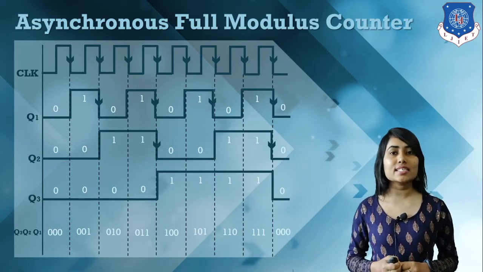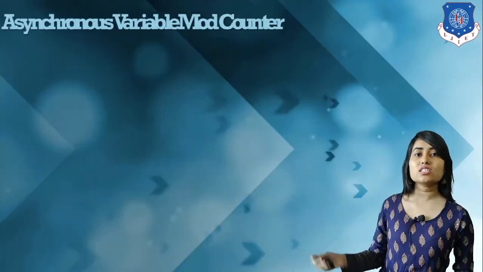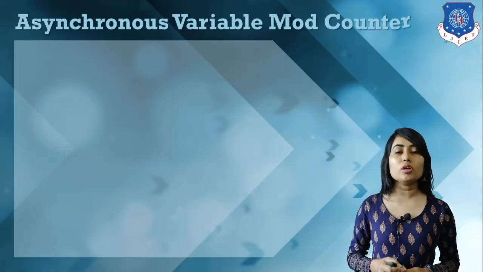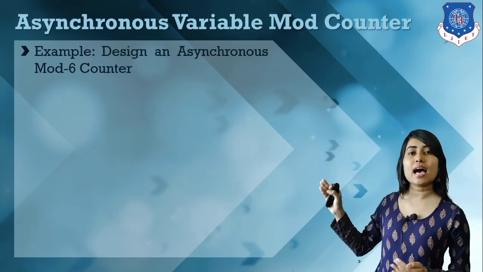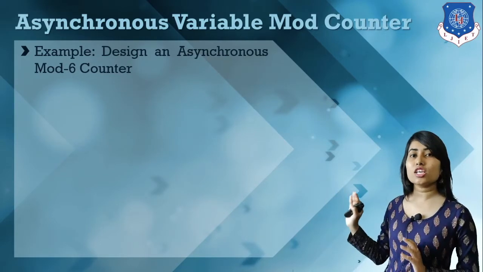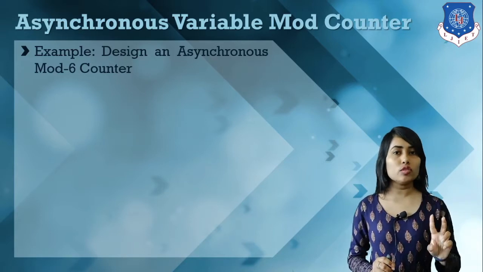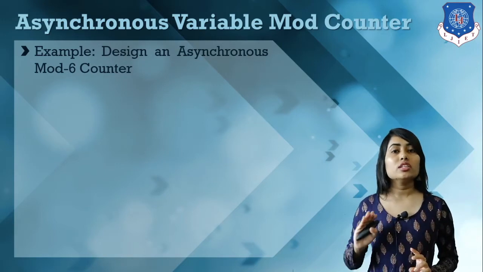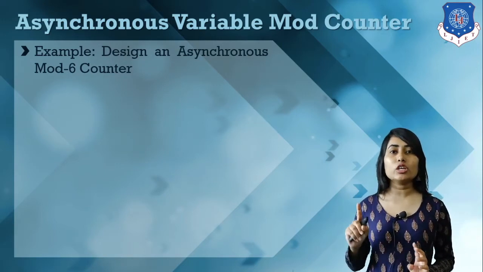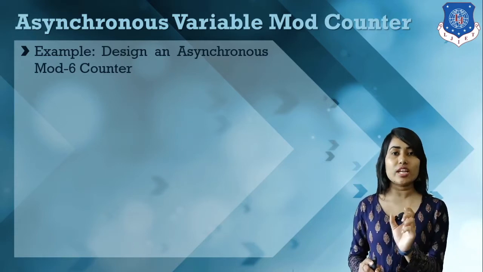Now let's discuss the variable modulus counter. Here we have the next, an asynchronous variable modulus counter. Here we have an example: design a mod 6 asynchronous counter. Now for mod 6, if we use 2 flip-flops, we can count 4 values, and if we use 3 flip-flops, we can count a total of 8 values. But here we want to count 6 values only. So how can we design the counter?